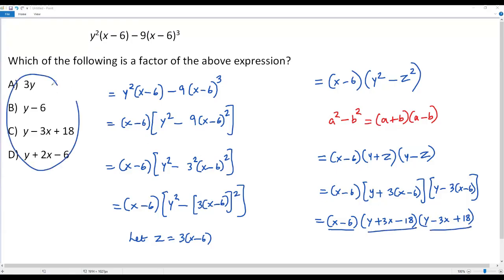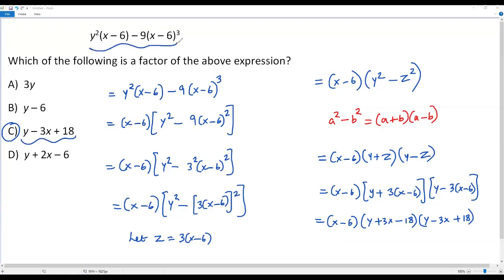In the given answer choices, I just have to check whether I find one of these three factors in any of the answer choices. Clearly, we find the last one, y − 3x + 18, in answer choice C. So this is a factor of the given expression. So the correct answer choice for this question is C.